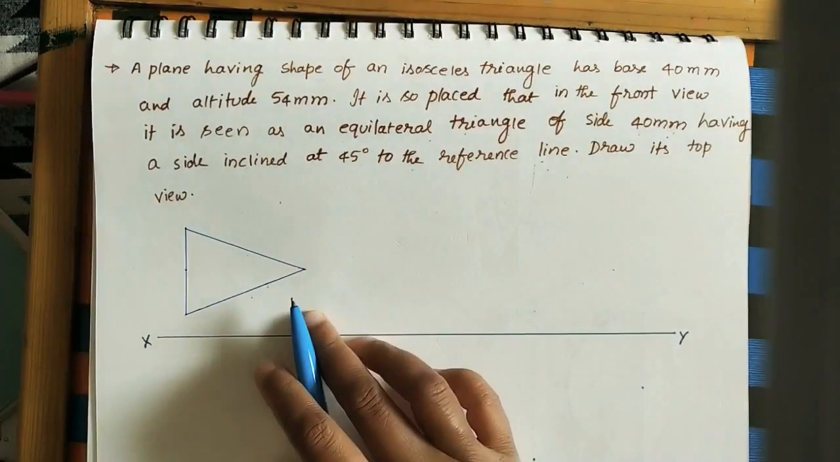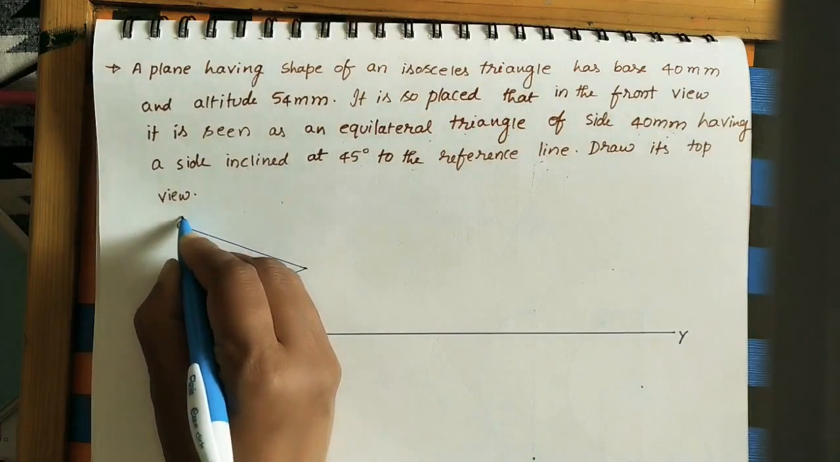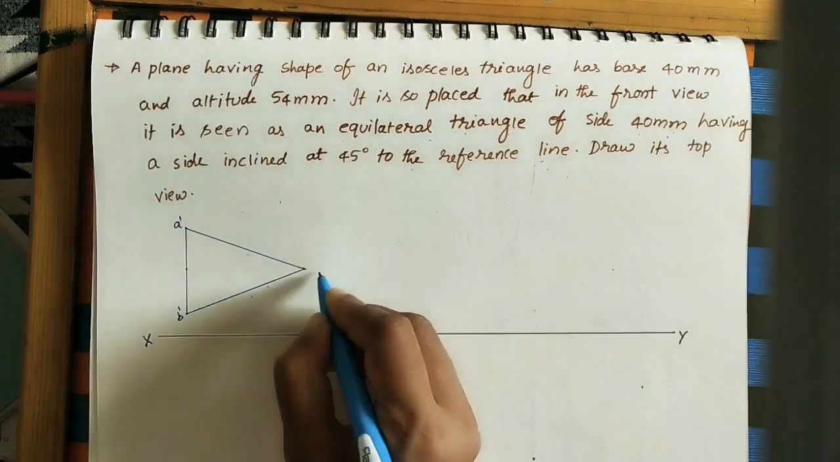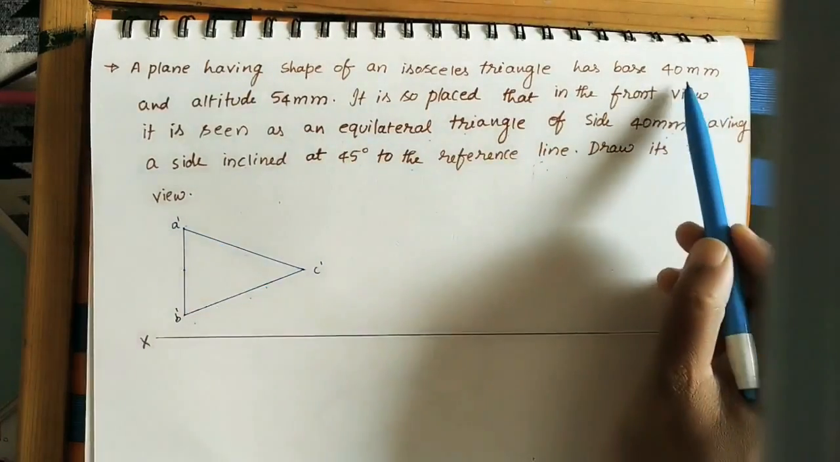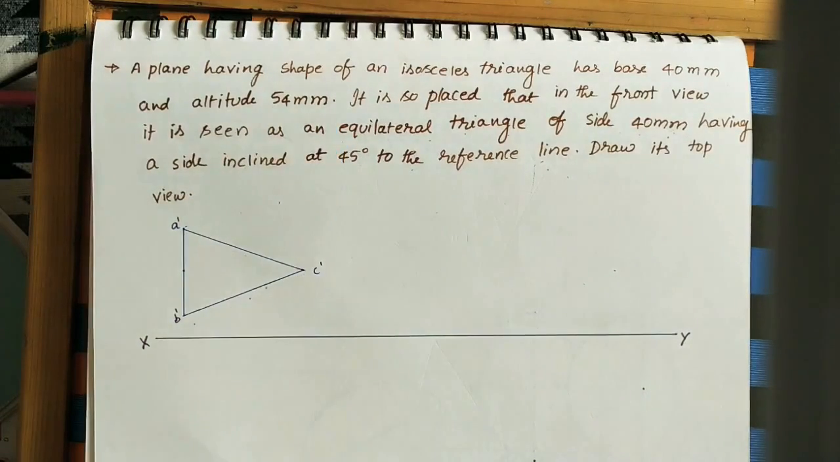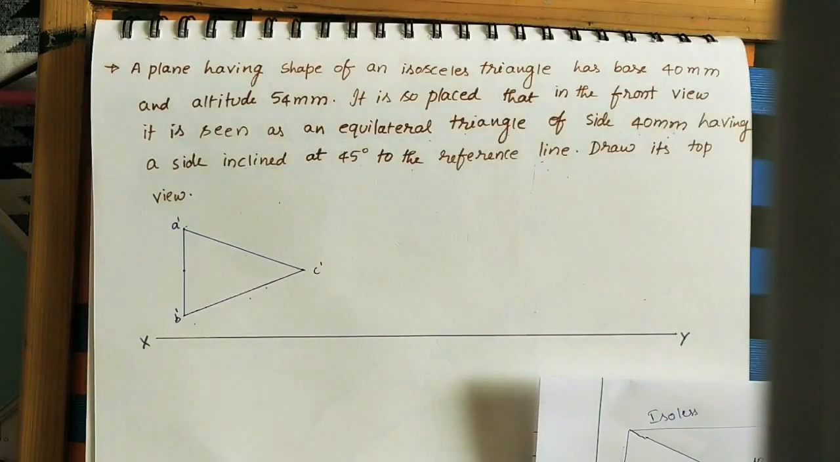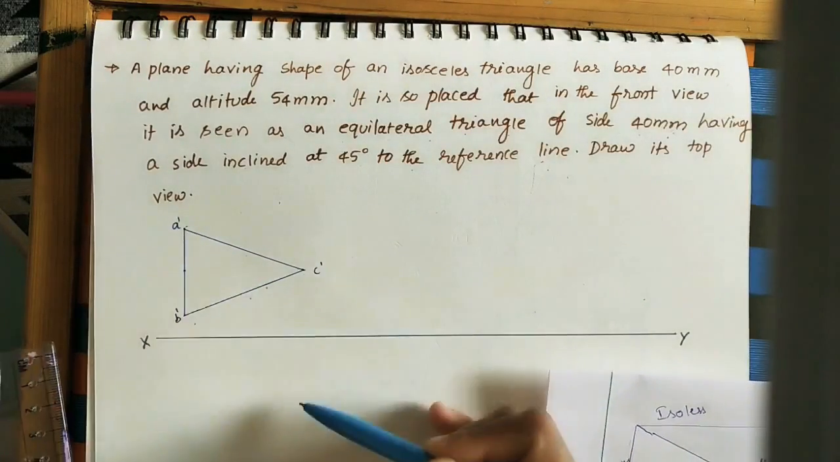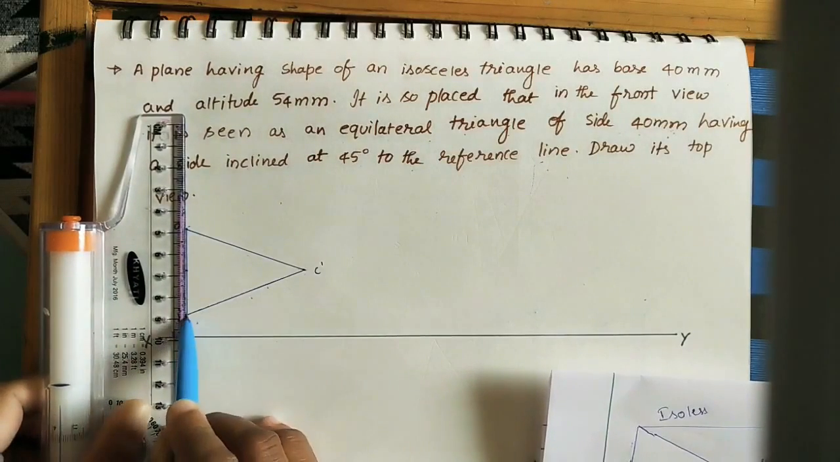Here we got the isosceles triangle. Give the names for the front view. For the front view we are giving A dash, B dash, C dash. According to the dimensions, the base is 4 centimeters and the altitude, that is the height, is 5.4 centimeters. This is the front view. After that, do the top view. As I told, it is looking like a line. For doing it, we have to draw projector lines at all the points. Draw the projection lines at all the points.